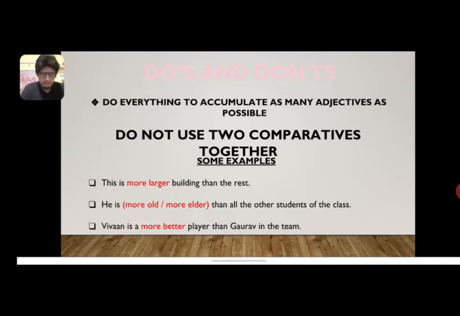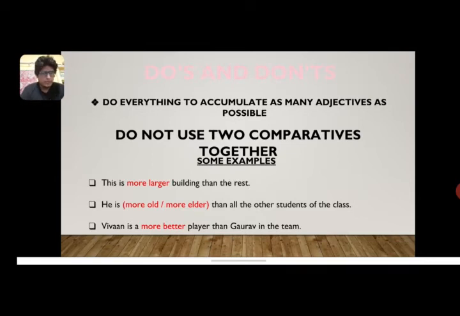Vivan is a better player than Gaurav in the team. Do you see that the third last word in the sentence, that is in, is a preposition. So every time you reflect on a situation using an adjective, you'll have to use the preposition. This is the bottom line. So Vivan is a much better player would have been correct, but more is wrong here because more is a quantitative adjective. So Vivan is a much better player than Gaurav in the team.